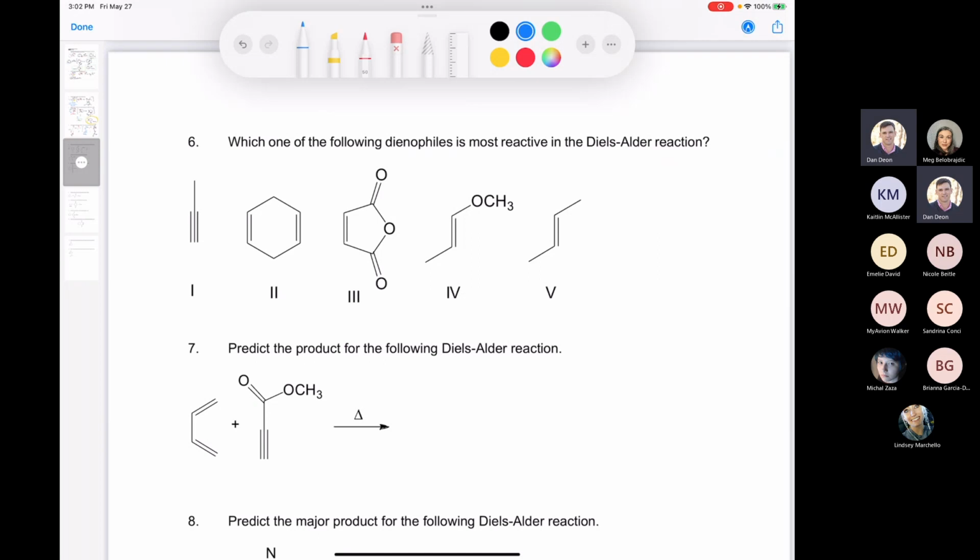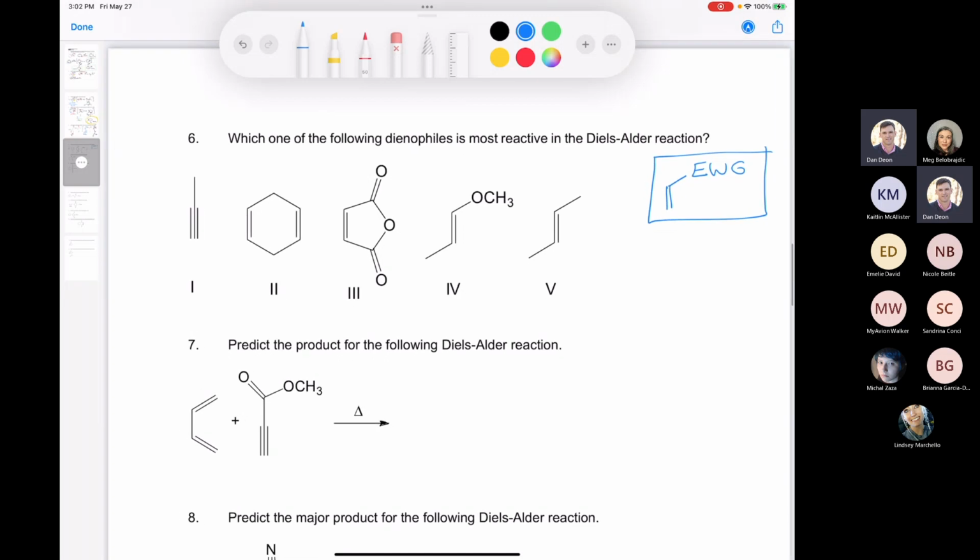Is there any dienophile that you would think would be more reactive than all the others? Remember, the more reactive a dienophile is going to be, the more electron withdrawing groups it's going to have on it. Could anybody tell me which one of these? Yeah, the answer is number 3, isn't it, right?